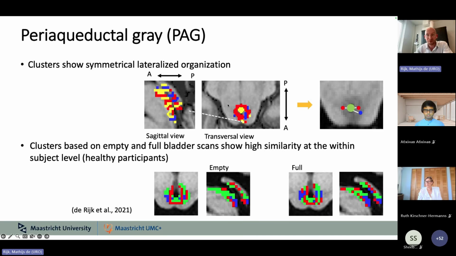So we assessed the symmetry and reproducibility between empty and full bladder states. We are trying to unravel the underlying anatomy, and the underlying anatomy should not be dependent on bladder fullness. The function likely is, but the anatomy not. And we also see a very strong similarity between the empty bladder parcellation map and the full bladder map. So the symmetry and reproducibility across bladder states also suggests that, yes, the clusters that we find are biologically plausible.